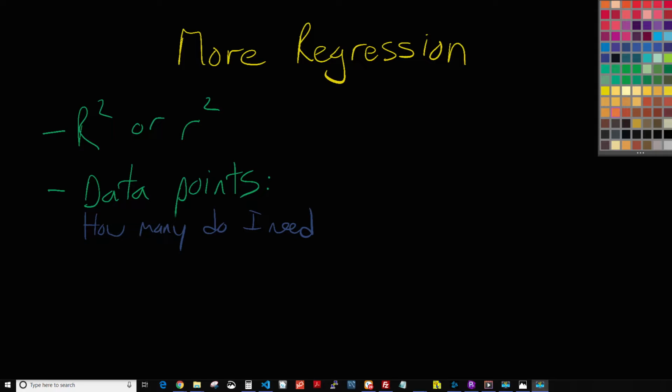In this video we're going to cover a few extra details about regression, not necessarily a different type of regression like we've covered in the last videos, but just some items related to regression. You'll see on the screen I put R squared, or lowercase r squared. R squared is referred to as either a capital R or a lowercase r, depending on the situation. And then also data points. How many do we need? So let's go ahead and get into it.